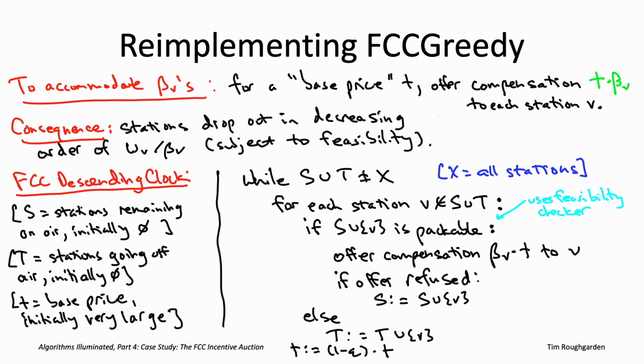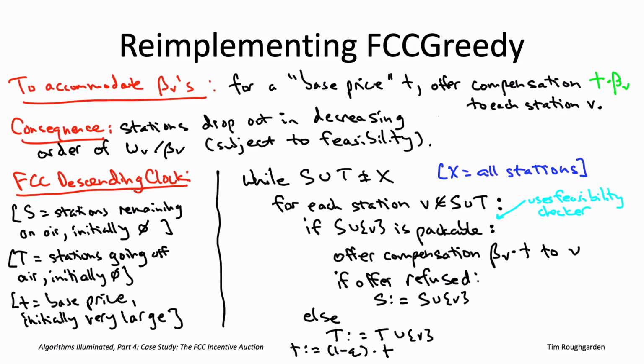That concludes the pseudocode for this FCC descending clock algorithm. And I want to emphasize this is the real deal. This really is the algorithm that was used in the reverse auction of the FCC Incentive Auction to decide exactly which stations would go off the air. This is literally how it was done.